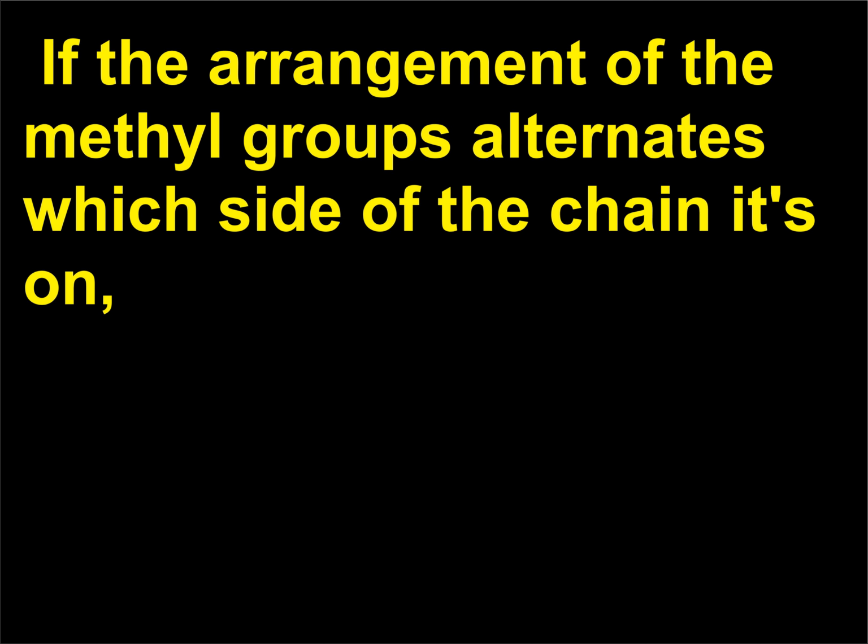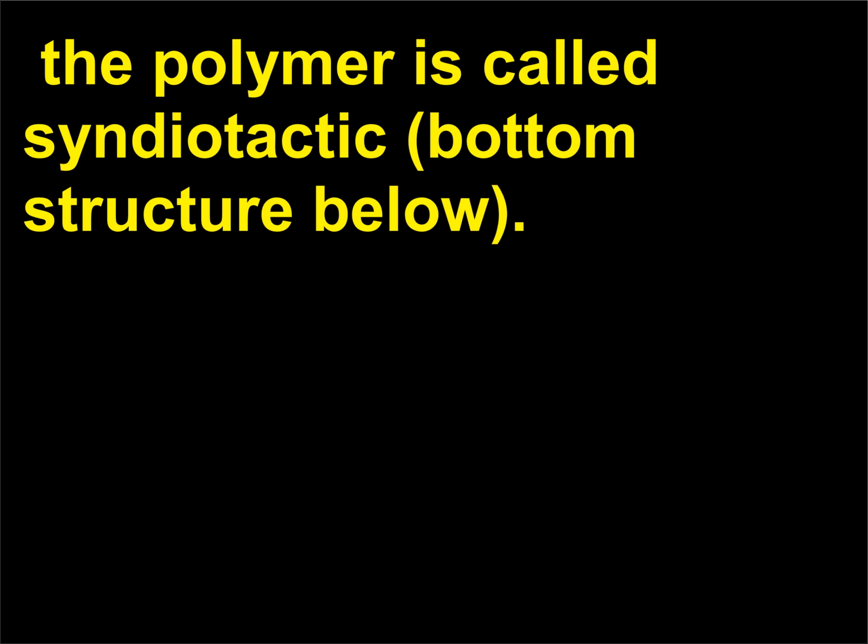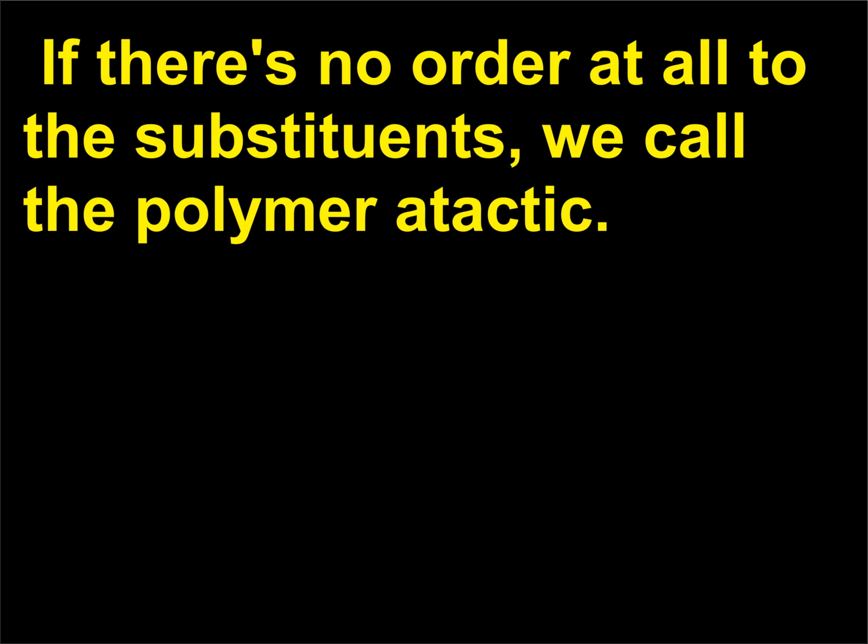If the arrangement of the methyl groups alternates which side of the chain it's on, the polymer is called syndiotactic, bottom structure below. If there's no order at all to the substituents, we call the polymer atactic.